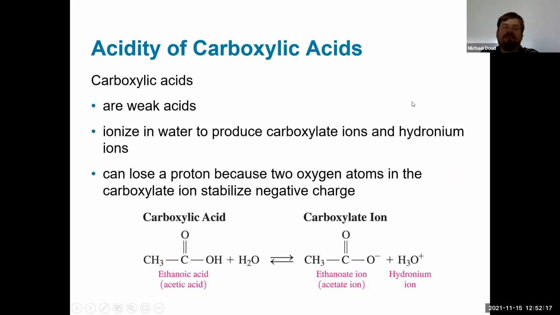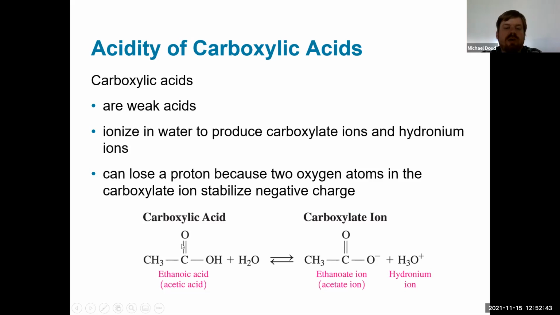Okay, now, carboxylic acids, in the name it says acid, right? So that tells you right away, this is going to be an acidic compound. And these carboxylic acids are indeed weak acids. Acetic acid we talked about a lot during the weak acid chapter, because we talked a lot about how acetic acid ionizes partially in solution to produce whatever carboxylate ion you form and a hydronium ion.